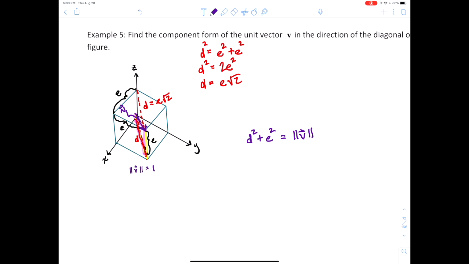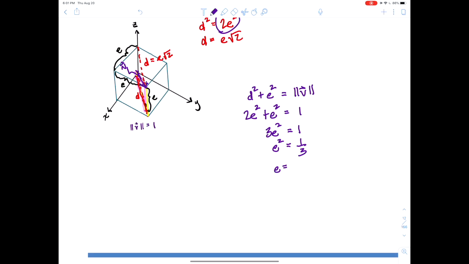Well, we know that d squared is what? Beautiful, 2e squared, right? So we'll have 2e squared plus e squared, and we know that the magnitude of v is 1. So 3e squared is 1. So e squared will be 1/3, and e will be 1 over root 3. Again, it is a length, and therefore it is going to be positive.